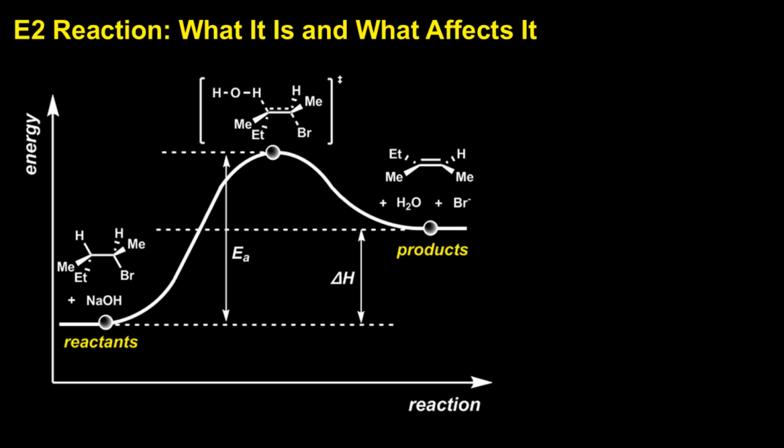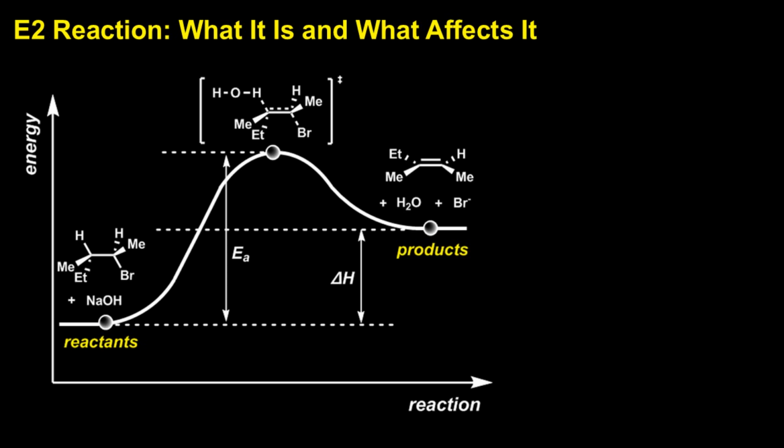The y-axis shows energy, and the x-axis shows reaction progress. Starting from the reactants, energy rises until reaching the highest point, the transition state. This peak represents the most unstable stage, and the energy required to reach it is called the activation energy, or EA. After the transition state, energy decreases as products form. Since stronger sigma bonds break and weaker pi bonds form, E2 reactions are typically endothermic.